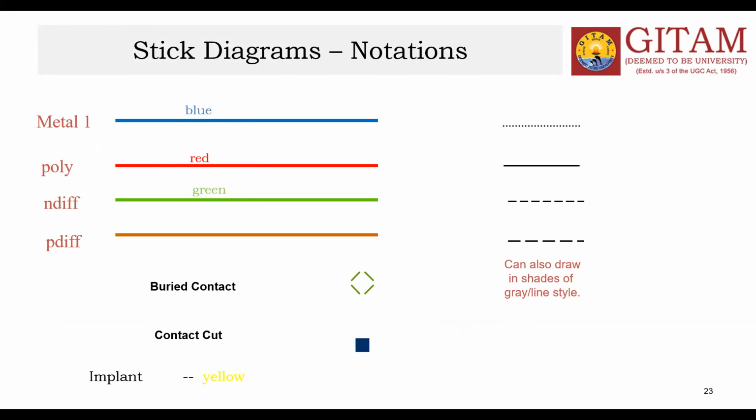Here are some of the colors dedicated to the layers. For metal, blue; poly, red; N diffusion, green; P diffusion, yellow; contact cuts, black; implant, yellow. That is the way we can represent each layer with a different color.